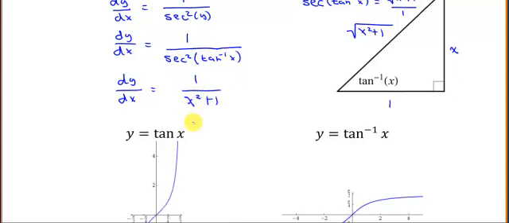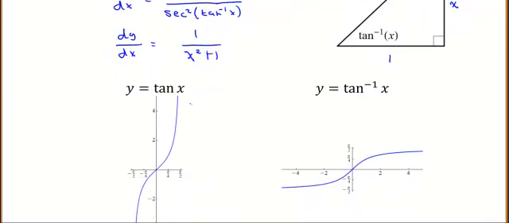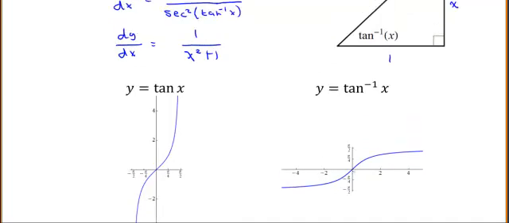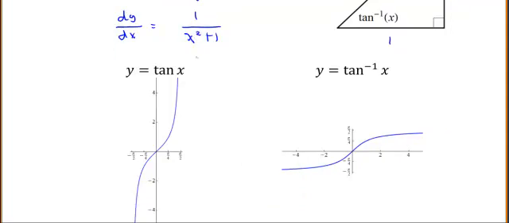Notice that's always going to be positive. The denominator is at least 1. That's always positive. Here's the part of tangent that we invert to get tan inverse, between negative pi over 2 and pi over 2. And then here is the inverse tangent. Notice always positive, always a positive slope. The slope is the biggest when x is 0 because the denominator is the smallest, and the slope is the smallest out at the ends where x is very big and the denominator will be very big.